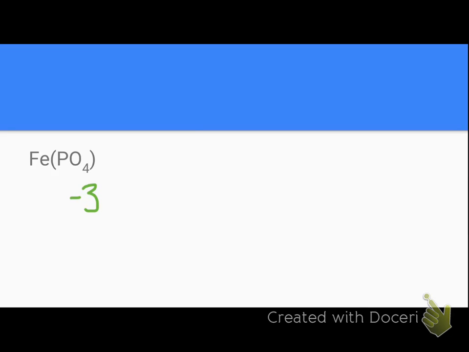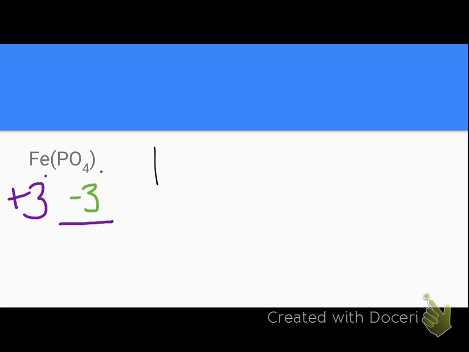What do I know about iron? I know that iron can form more than one charge. So right off the bat, I can't just assume what the charge of iron is. Now, there are no additional subscripts. So I have one iron and I have one phosphate. If my phosphate is contributing -3, that means that my iron must be contributing +3. So that means my iron has a +3 charge.